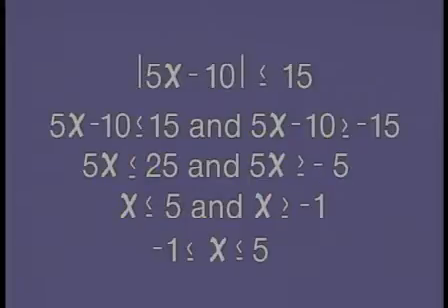Negative 1 is greater than or equal to negative 1 and less than 5. 0, 1, 2, 3, 4, up to 5. So all the numbers from negative 1 through 5, including negative 1 and 5. And again, the negative 1 and 5 are included because of the less than or equals in the original problem. What do we have? We have our solution. Negative 1 is less than or equal to x, which is less than or equal to 5.